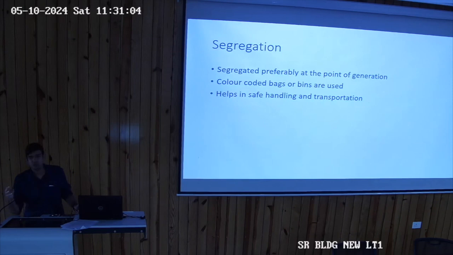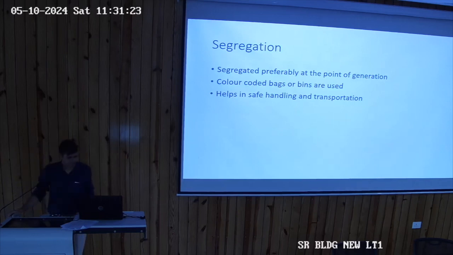Because if you throw a dressing in a black one, that black bag is going to be treated as domestic waste. No one is expecting there will be a sharp or a blood sample in it. So they are unaware about it, and you are putting that person at risk by your act. Right? So segregate. Biomedical waste should be segregated, preferably at the point of generation. Color-coded bags and bins are used for that, and it helps in safe handling and transportation.